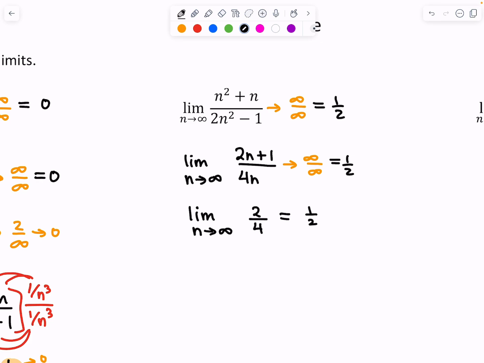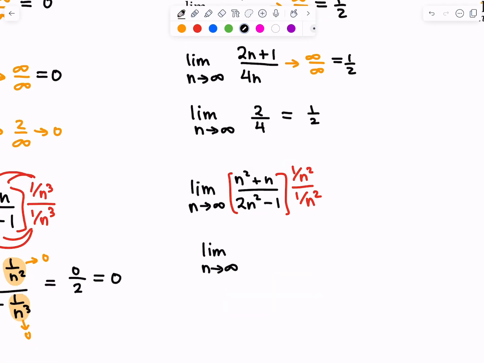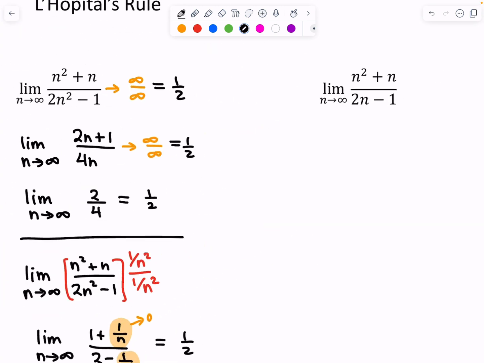Or I can go back to the original setup, identify the highest power from the denominator, which is 2, multiply this by 1 over n to that power, so 1 over n squared, over itself, distribute and simplify, and we get 1 plus 1 over n all over 2 minus 1 over n squared. Well, these two fractions here, as n approaches infinity, will approach 0, so this limit will be 1/2, confirming what L'Hopital's rule gave us.